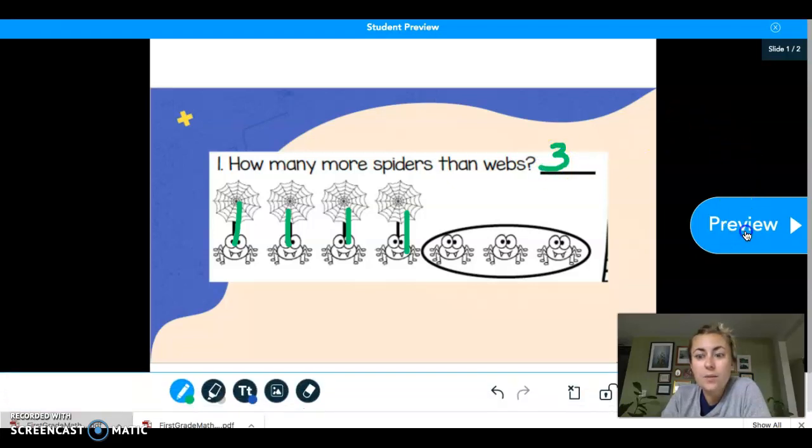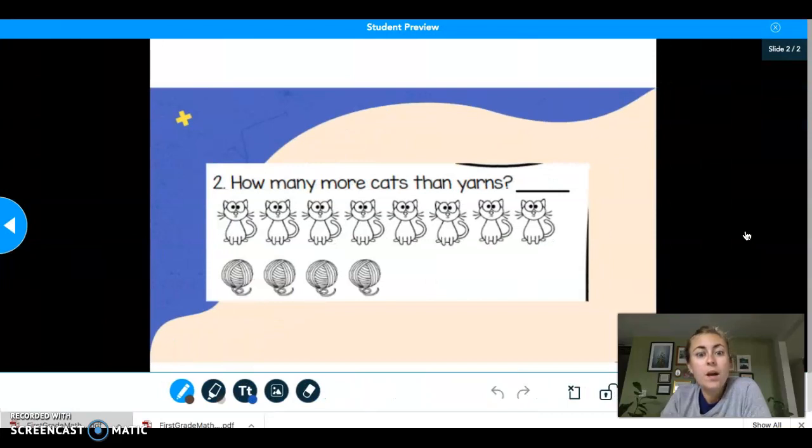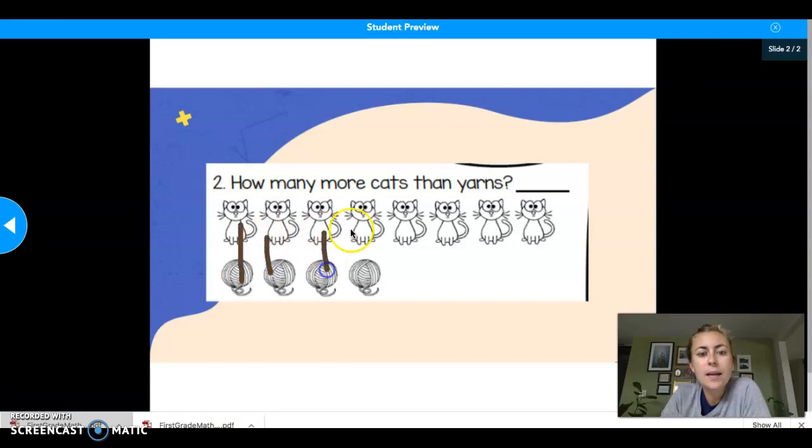Now let's look at the next one. First I have to think, are there more cats or are there more yarn? That's right, there's more cats. So if there's more cats, my next step is to find what's the same. I see this is the same, and this is what is different. These are the extra cats.